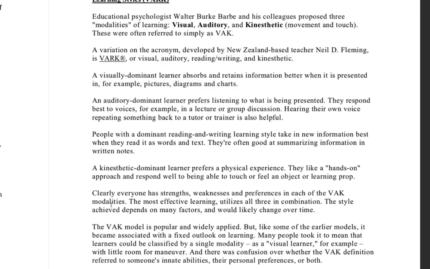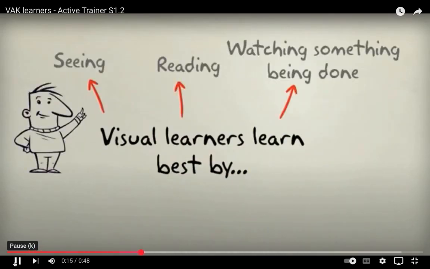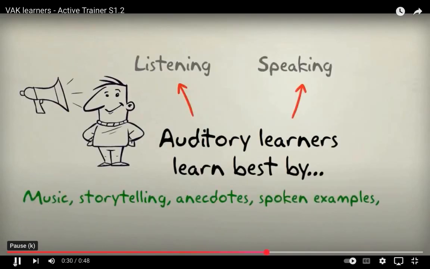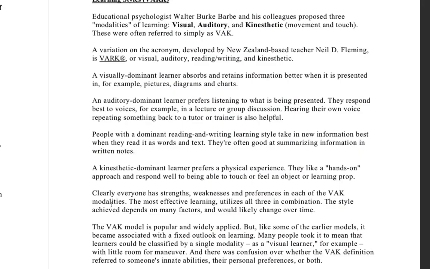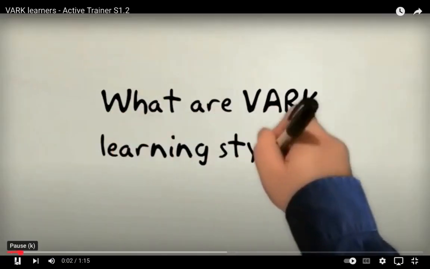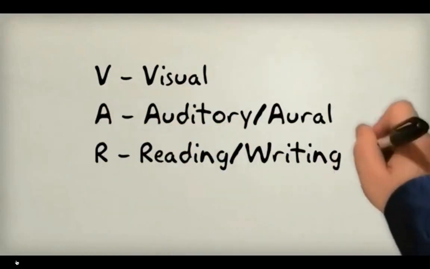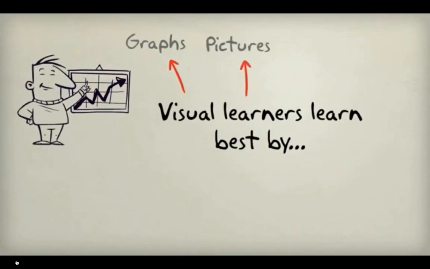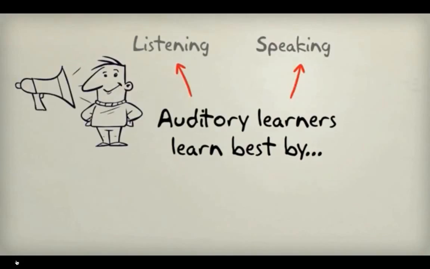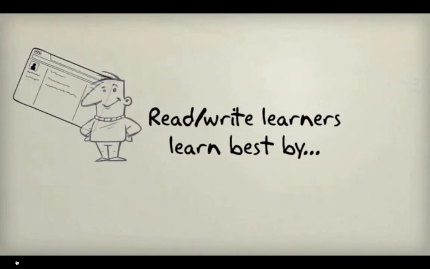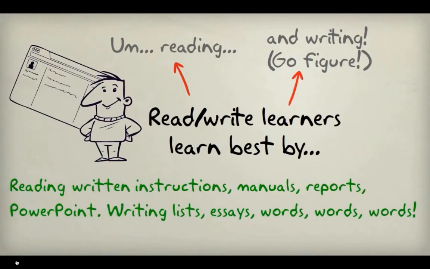So one continuum of this is the VARK. Educational psychologist Walter Burke Barbe and his colleagues proposed three modalities of learning: visual, using the eyes; auditory, using the ears; and kinesthetic, which is movement and touch. These were often referred to simply as VAK, a variation on the acronym developed by New Zealand-based teacher Neil D. Fleming as VARK, or visual, auditory, reading and writing, and kinesthetic. A visually dominant learner absorbs and retains information better when it's presented in, for example, pictures, diagrams, and charts. An auditory dominant learner prefers listening to what is being presented. They respond best to voices, for example, in a lecture or group discussion. Hearing their own voice repeating something back to a tutor or trainer is also helpful.